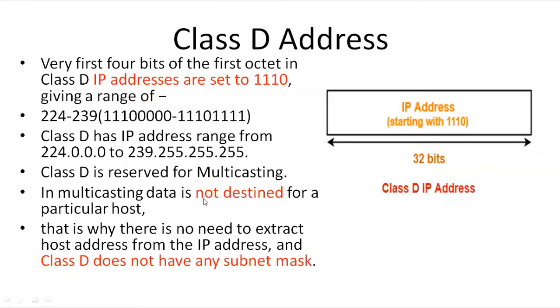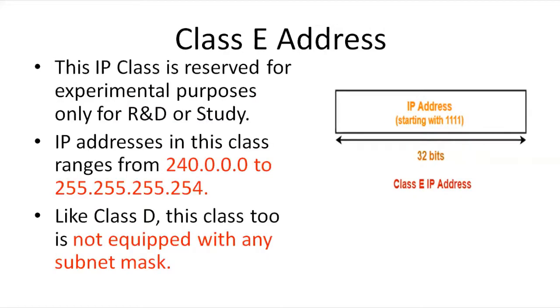In multicasting, data is not destined for a particular host. That's why there is no need to extract a host address from the IP address. So class D does not have any subnet mask. We are coming to class E. What about class E? Class E is reserved for experimental purposes only, for R&D and study.